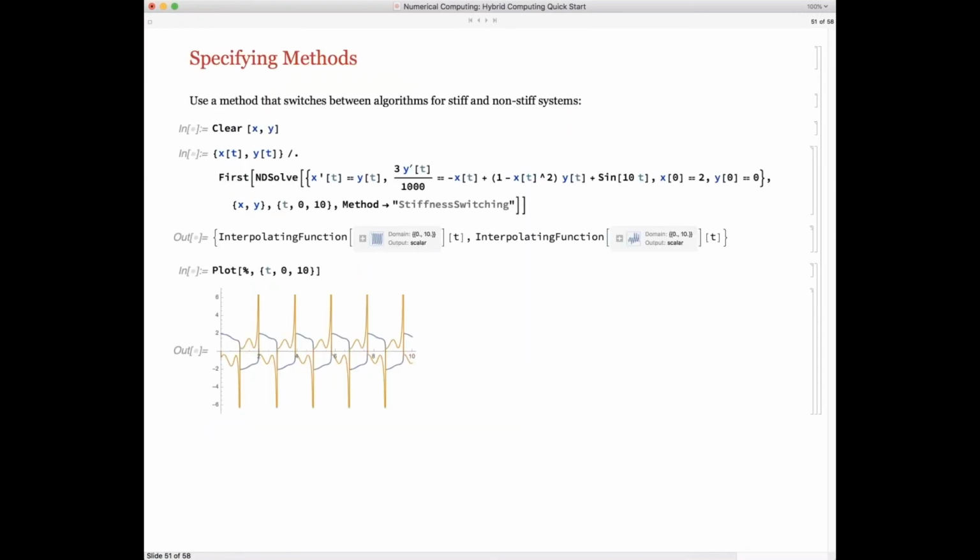In this example, I choose a specific method called StiffnessSwitching. The basic idea behind the stiffness switching method is to provide an automatic means of switching between a non-stiff and a stiff solver. The stiffness switching method traps any failure code which is generated by the stiffness test and switches to an alternative solver. Similarly, the stiffness switching method also uses the method specified in the NonstiffTest option to switch back from a stiff to a non-stiff method.